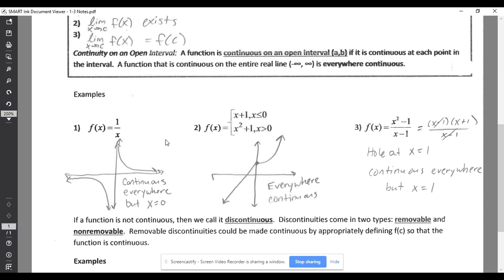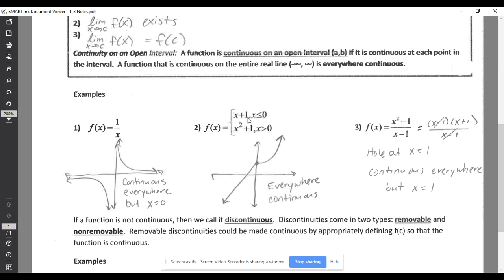All right, so examples. This first one, we have f of x equals 1 over x. Just looking at that, you should already know that when x equals 0, you're going to run into an issue. We would get 1 over 0, which we know is an asymptote. So this function is continuous everywhere except x equals 0 because there's an asymptote at x equals 0, which really just means the limit doesn't exist because it's unbounded.